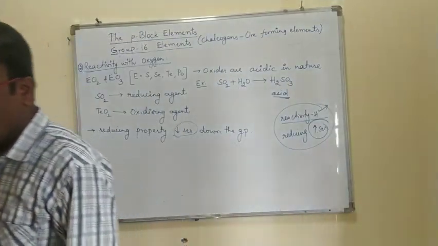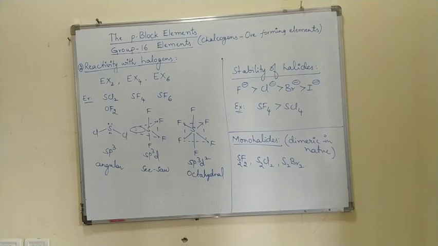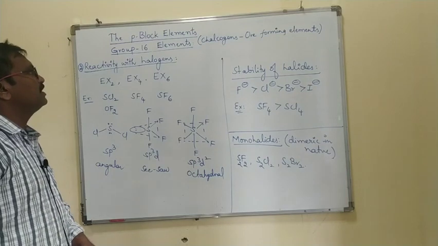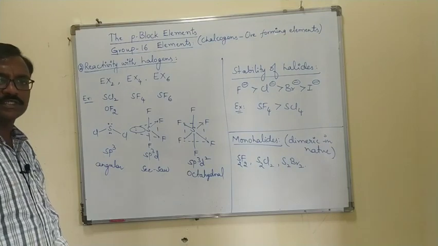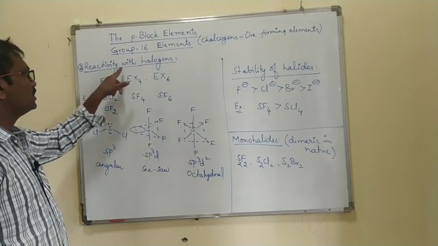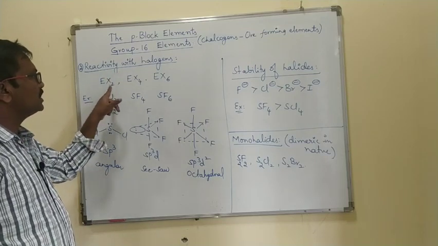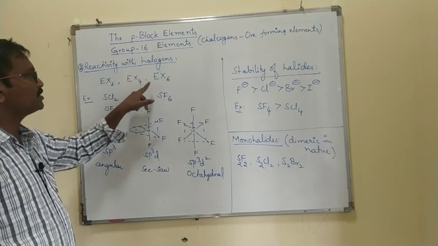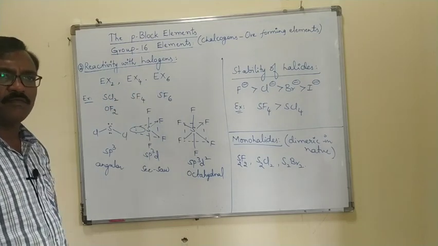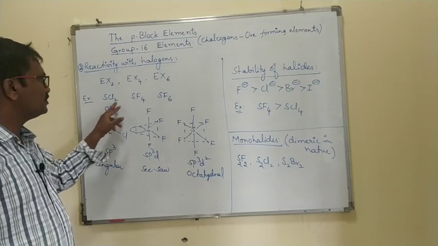The next one is reactivity with the halogens. So far we studied reactivity with hydrogen and oxygen. The third one is reactivity with the halogens. Generally, these elements form EX2, EX4, EX6 type of halides. So SCl2 or OF2, SF4.